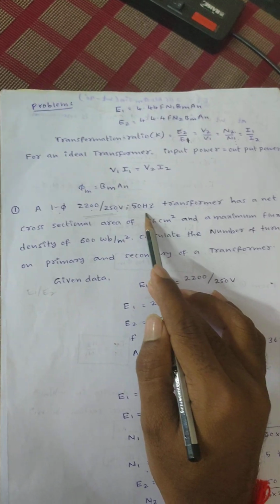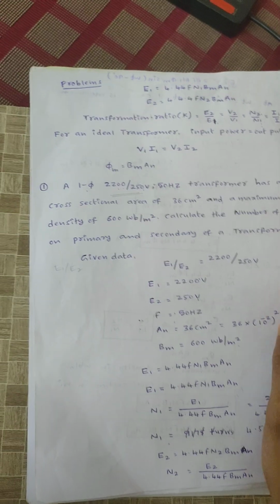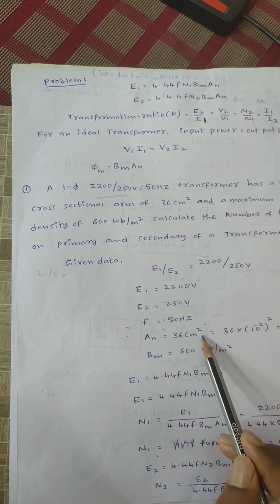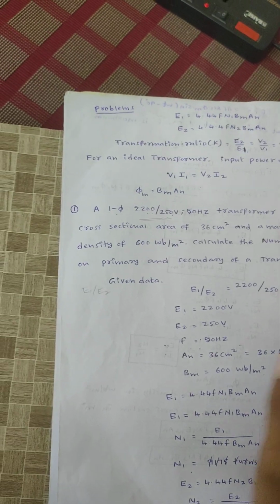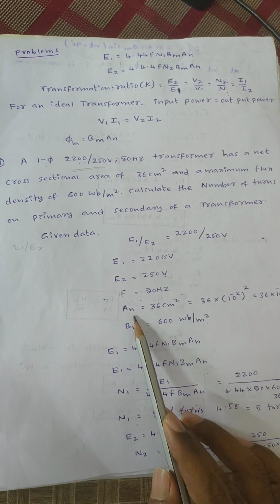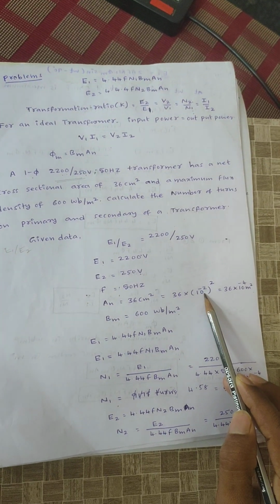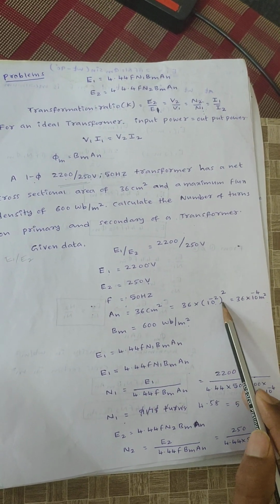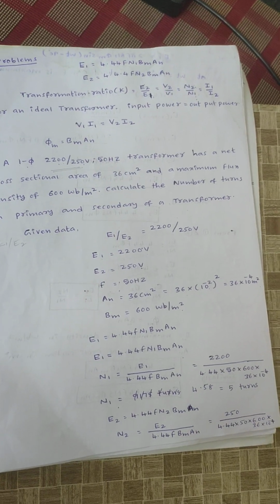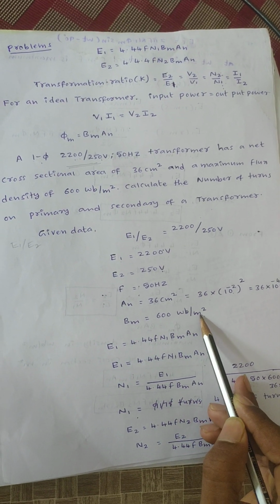Next, the supply frequency is given, f equals 50 Hz. Next, the net cross sectional area An is given as 36 centimeter square, and the maximum flux density is in Weber per meter square. Then convert the given area into meter square. 1 centimeter equals 10 to the power minus 2 meters, so 36 into 10 to the power minus 2 whole square gives 36 into 10 to the power minus 4 meter square. Bm value is 600 Weber per meter square.